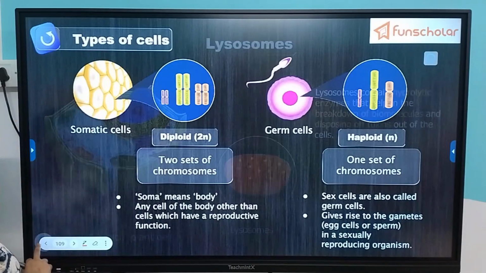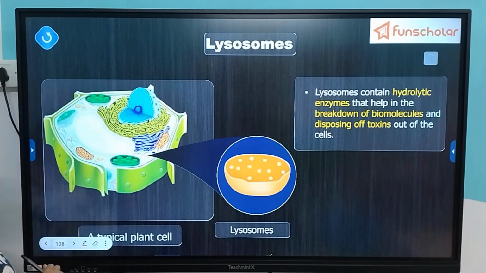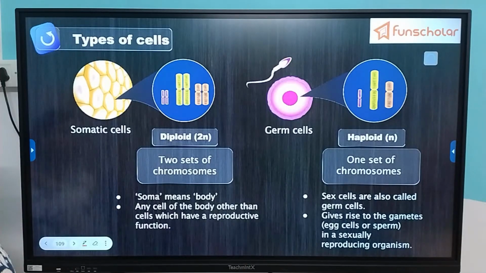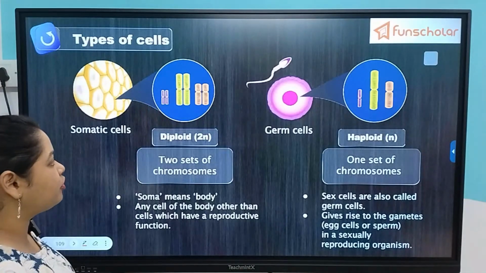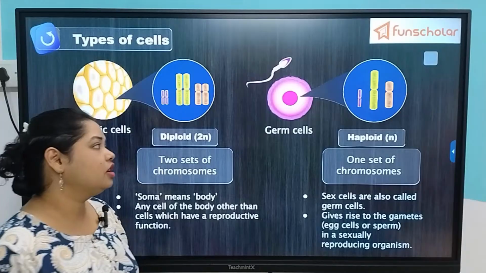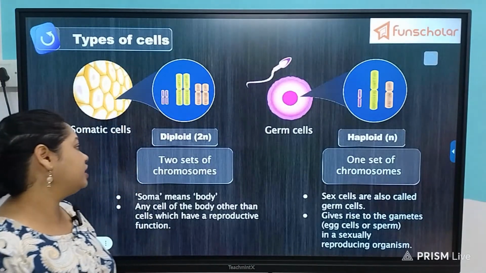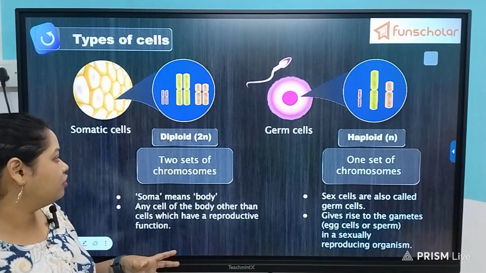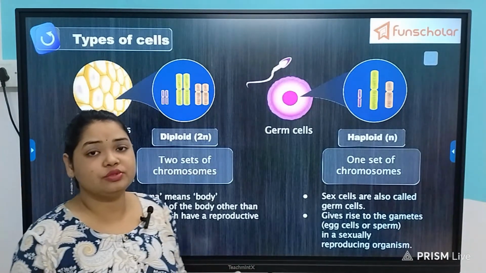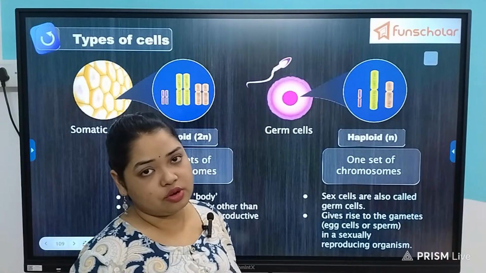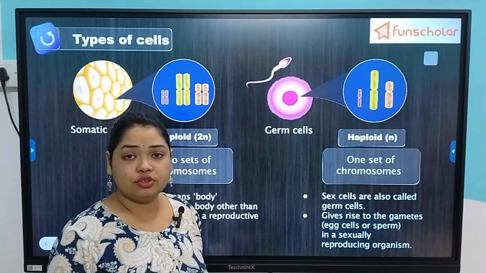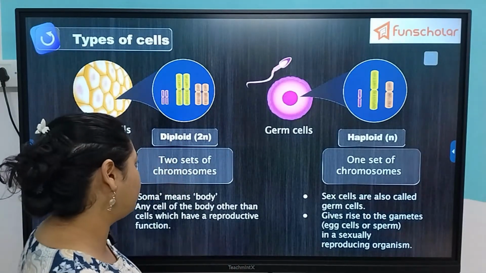Now coming to the last thing, that is the cell division. So what is cell division? Cell division is a process in which the cell will divide and form new cells. So a typical human cell contains 23 pairs of chromosomes. That means 23 into 2, 46 chromosomes.